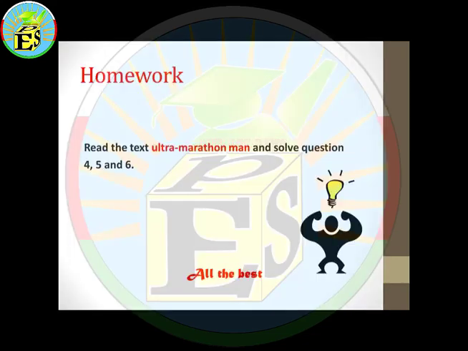Your homework is going to be on your workbook, page 60, and you will read the passage you have here about ultra-marathon man and try to solve the questions 4, 5, and 6, and all of these questions are multiple choice. And that's it.